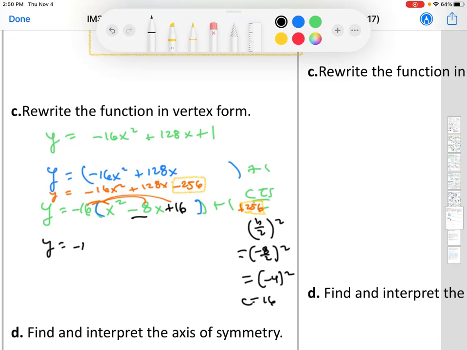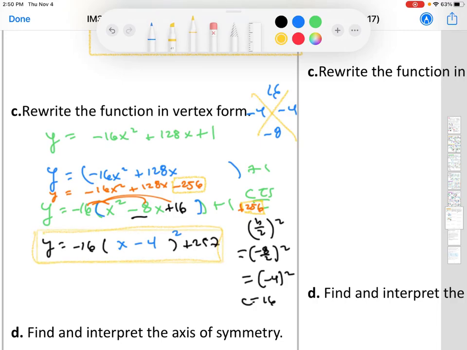Okay, y equals negative 16 times the quantity plus 257. If I factor that, inside you have 16, negative 8, so that would be negative 4 and negative 4. And that's my answer in vertex form.